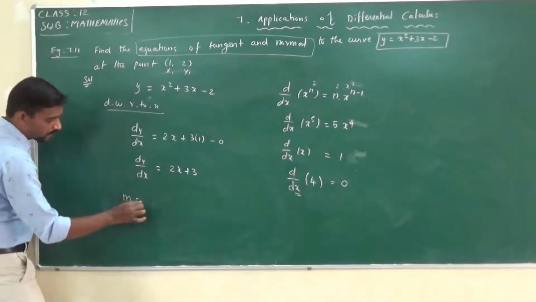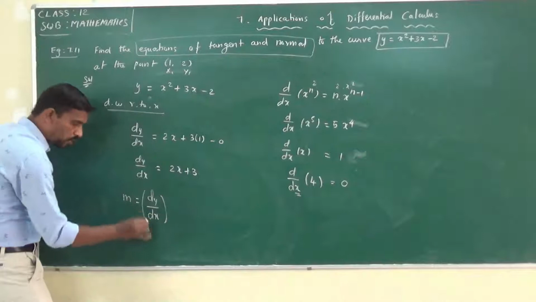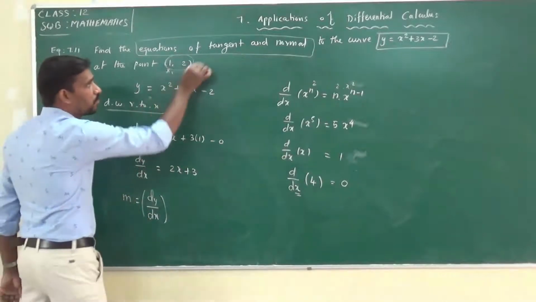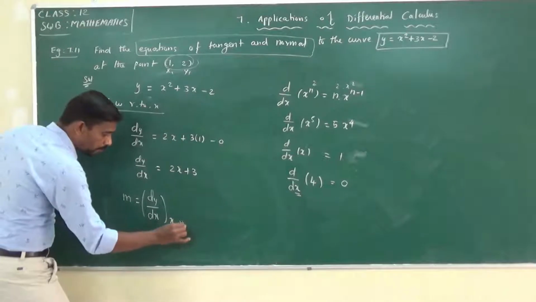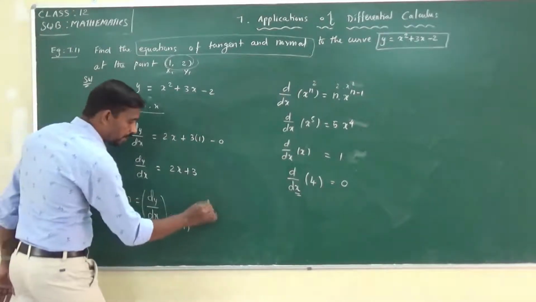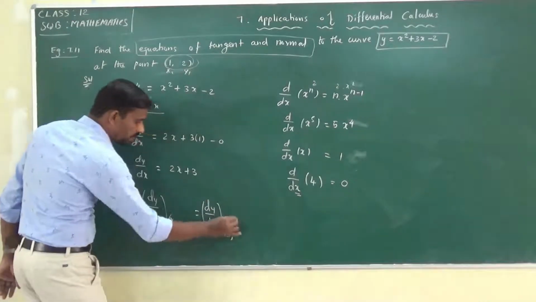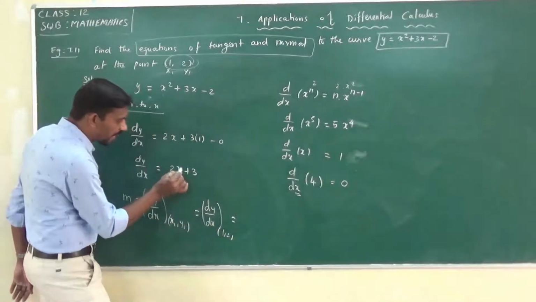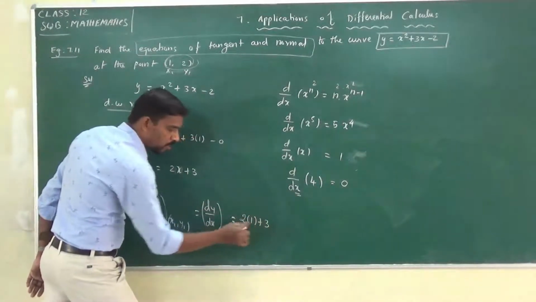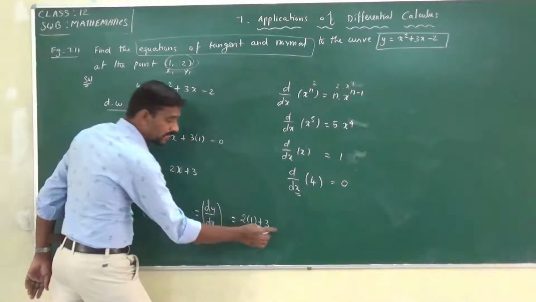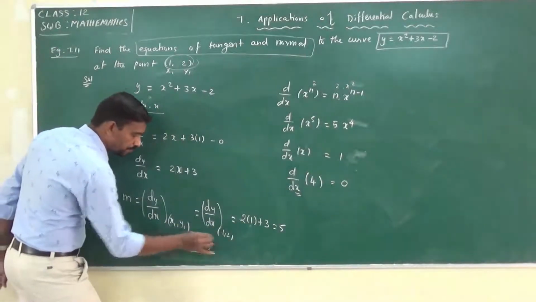So slope m is nothing but dy divided by dx at the point given, 1, 2, that is x1, y1. So dy by dx at the point 1, 2 is equal to, you have to substitute here x by 1. So 2 into 1 plus 3. 2 ones are 2, 2 plus 3, so 5. This is nothing but m is equal to 5.